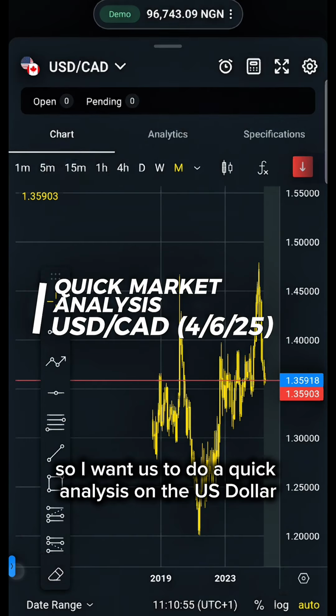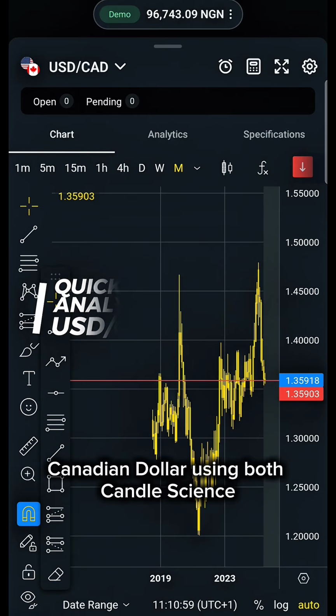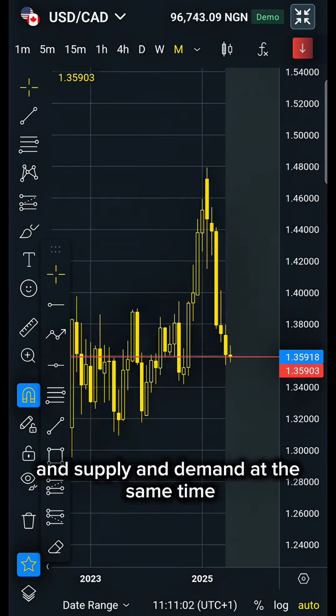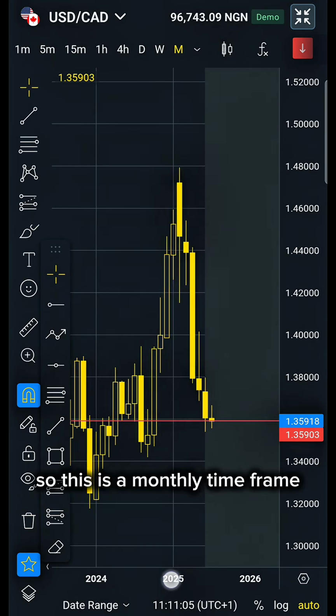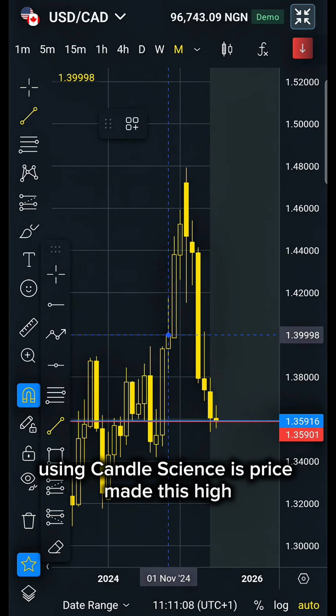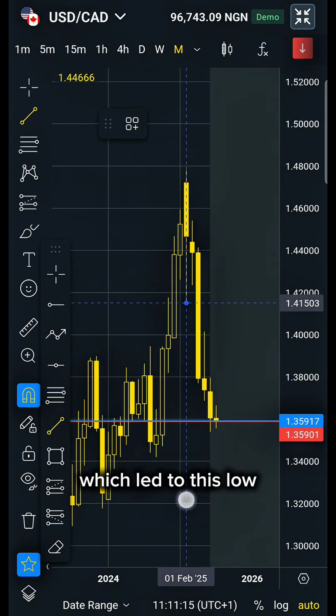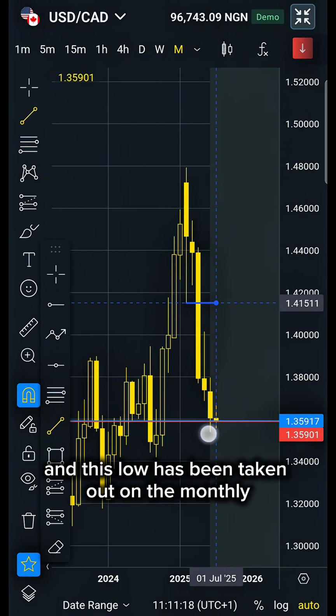All right, so I want us to do a quick analysis on the US dollar, Canadian dollar, using both candle science, market structure, and supply and demand at the same time. So this is the monthly time frame. And what I can see right here using candle science is price made this high, this low, which led to this high, which led to this low, and this low has been taken out on the monthly.